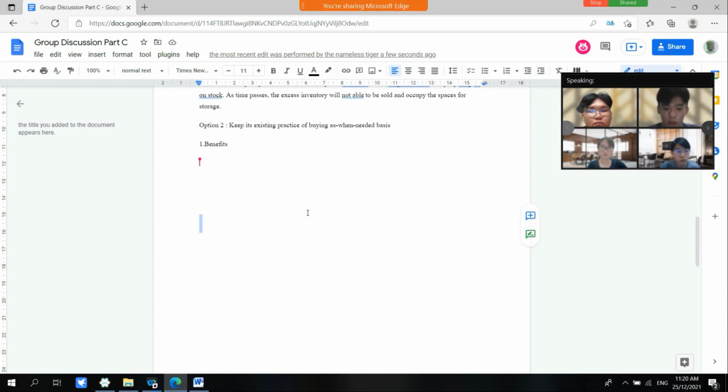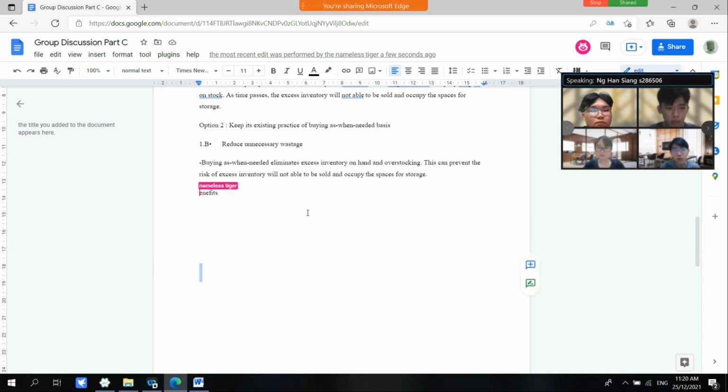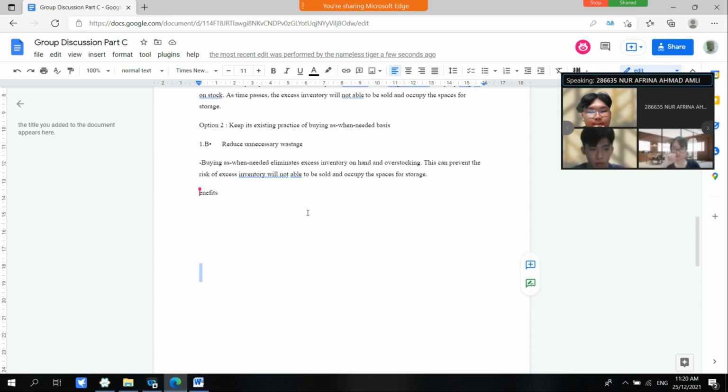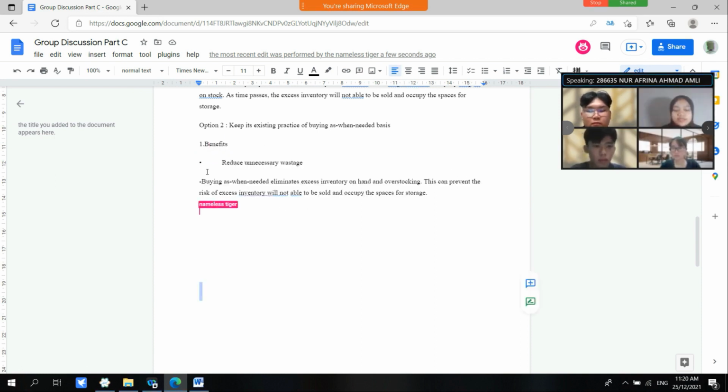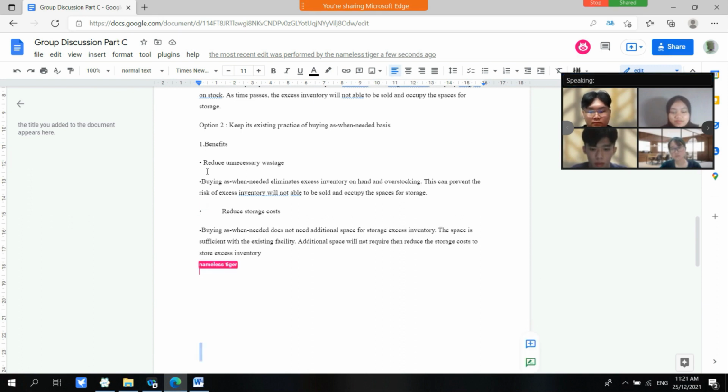And I will pass to AFRINA for the second benefit. The second benefit is reducing storage cost. Buying as needed does not need additional space for storing excess inventory. The space is sufficient with the existing facility. Additional space will not be required, which reduces the storage cost of storing excess inventory. So I will pass to Yoke.